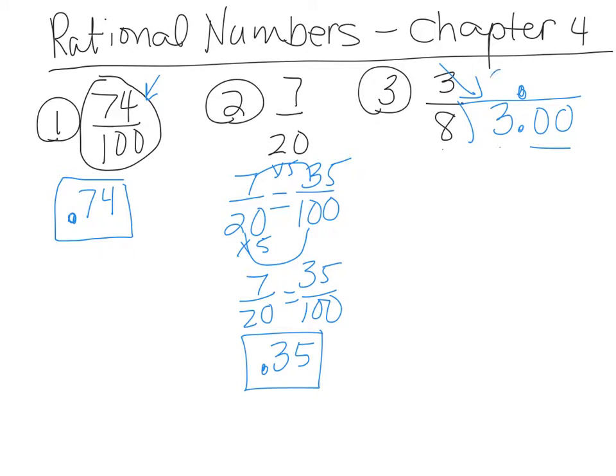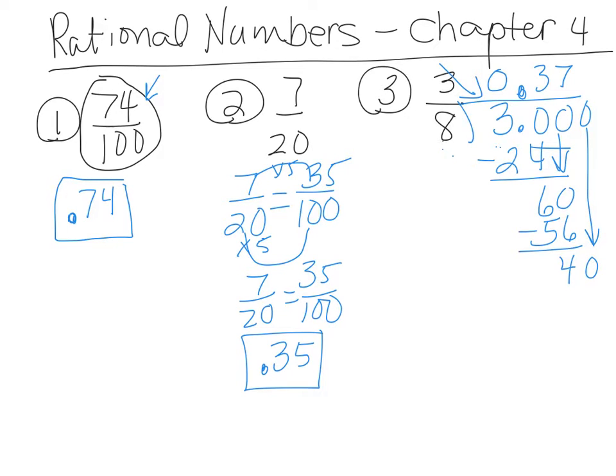8 goes into 3, it doesn't. 8 goes into 30. How many times? It goes 3 times, because it's 24. You're going to subtract, and you get 6. Bring down the 0. And how many times does 8 go into 60? It goes 7 times. And 7 times 8 would be 56. Subtract, and you get a 4. And bring that down again. And 8 goes into 40 exactly 5 times. So that would be 40 and no remainder.